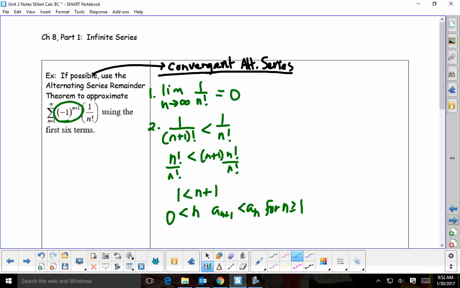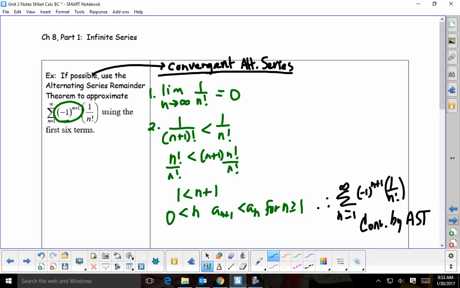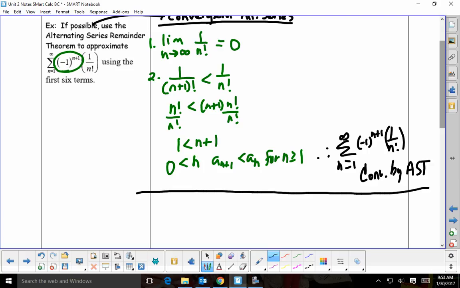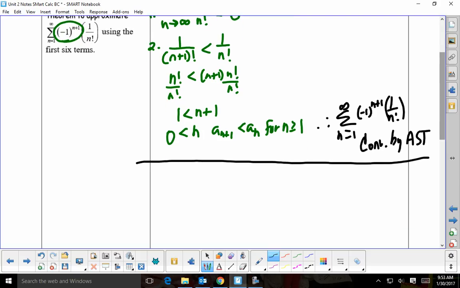Okay, so what do I know? That this guy does what? Converges by the alternating series test. So the impossible is out. It is possible now. So let's go do it. It said using the first 6 terms. So I want to find S what? 6. Okay, so let's go find S sub 6.